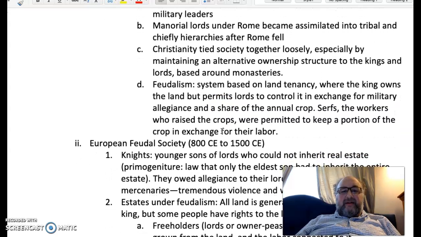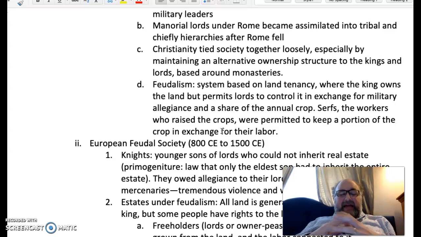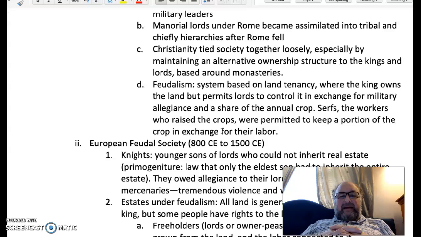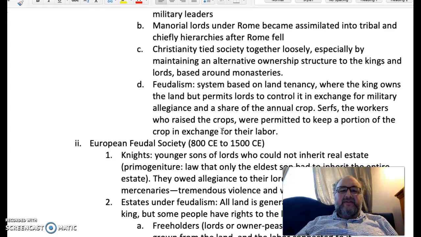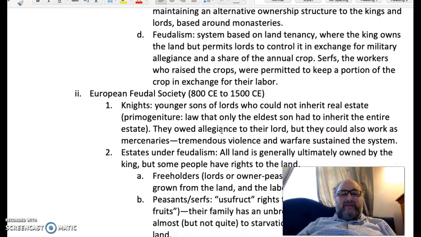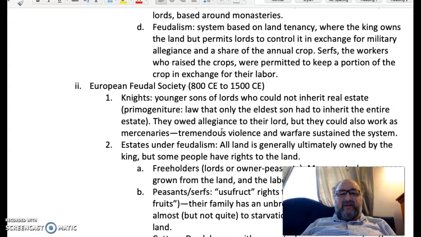The manorial lord becomes an actual earl or duke or viscount or whatever, as there's a loss of central leadership, and it's every man for himself. So Christianity tied society together loosely, especially by maintaining an alternative ownership structure to the kings and lords based around monasteries. But feudalism was the basic economy here, a system based on land tenancy.